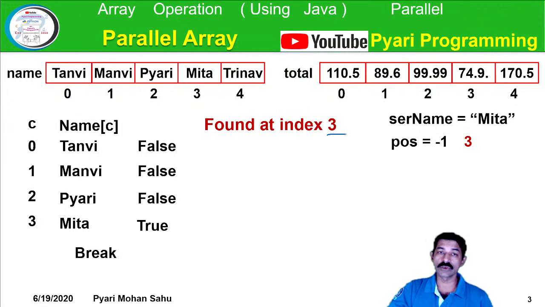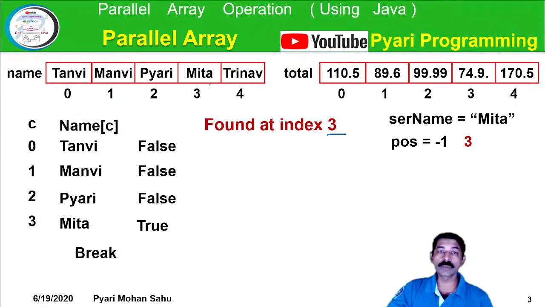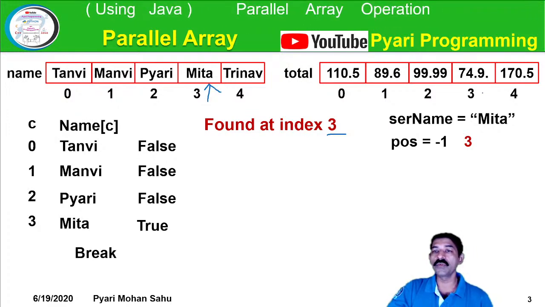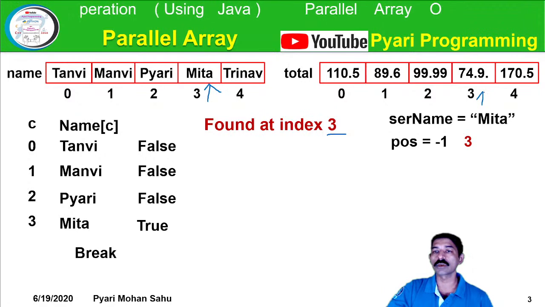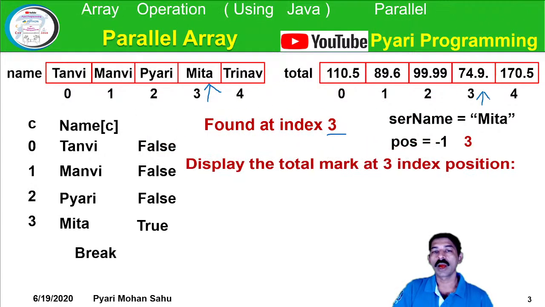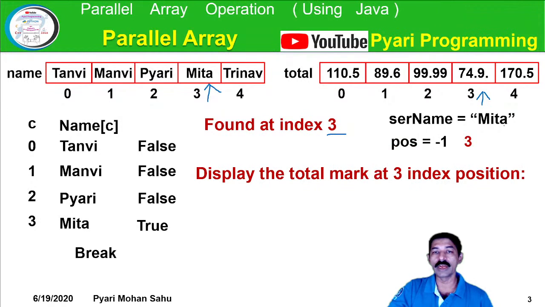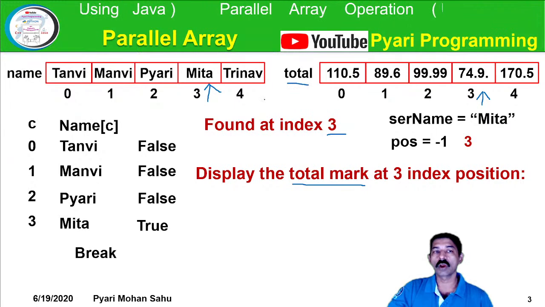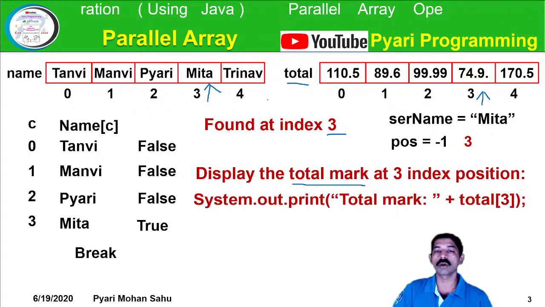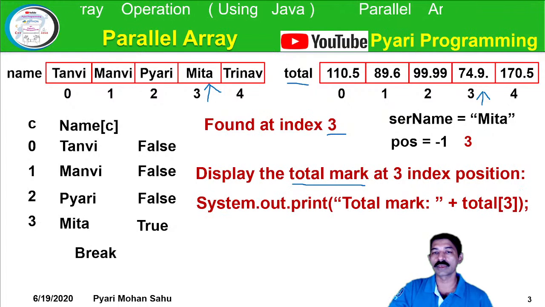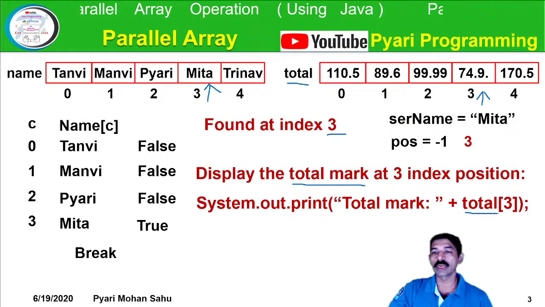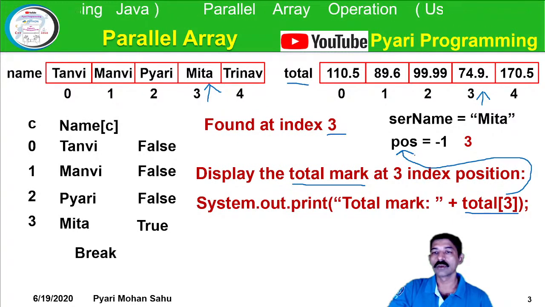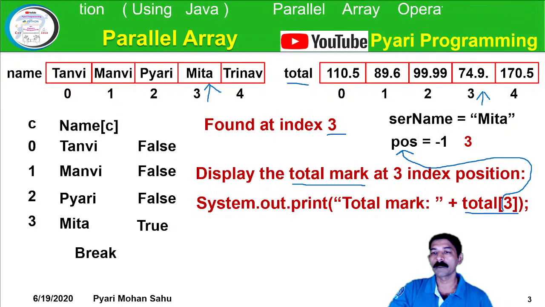Now if your found index is 3, if I display it, it will display Mita. But I need 74.9, which is the total marks of Mita. So that's why I will say display the index position of your total marks. That is from this one, not from the name. So that's why I will use System.out.print. Total marks is my message, and total of 3 index position, where 3 is stored in my pos. So I will use pos over here.